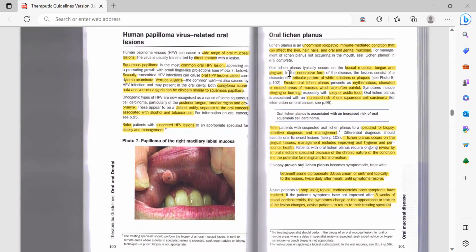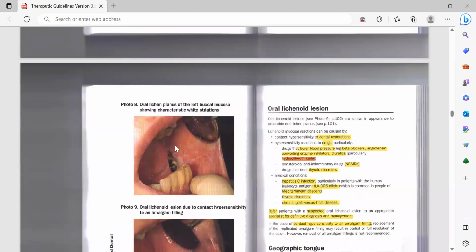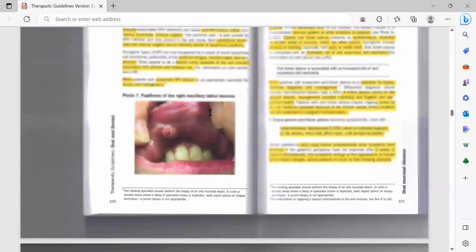Okay, so in the non-erosive form of the disease, the lesion has a characteristic reticular pattern of white striations or plaques, just like this one. So this is its characteristic appearance with the white striations.